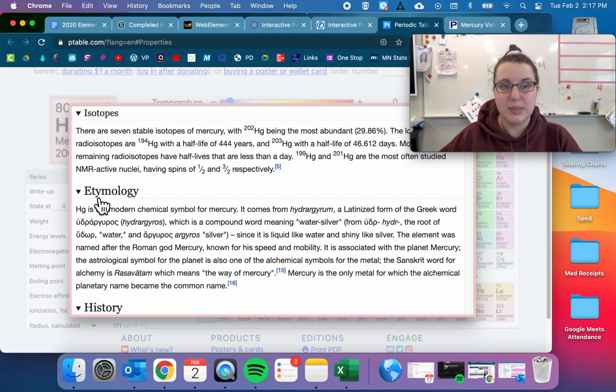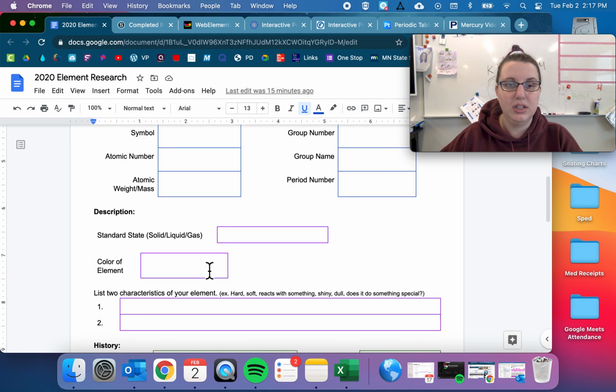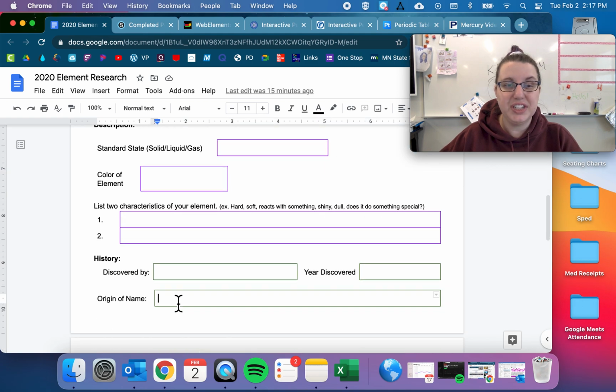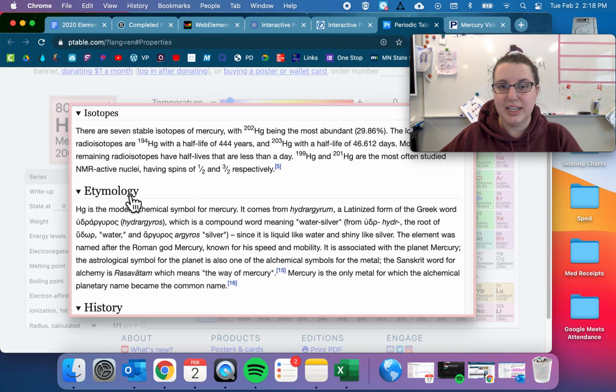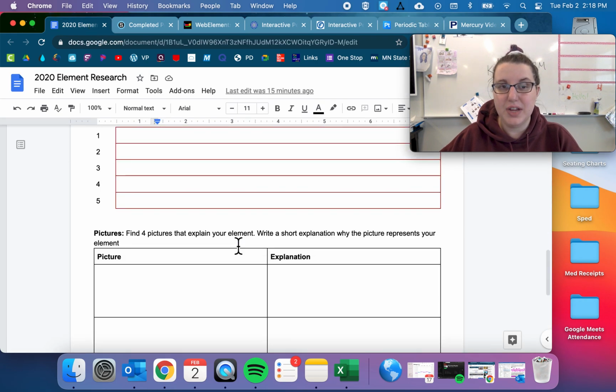Etymology is basically the history of words. So basically, where does it come from? So when I ask you origin of name, let's see, it was right here. Etymology is something you could look up to see where the name came from. And so that's all the resources you have, and that should give you all the things you need.